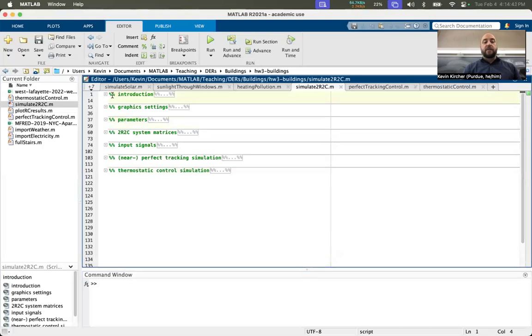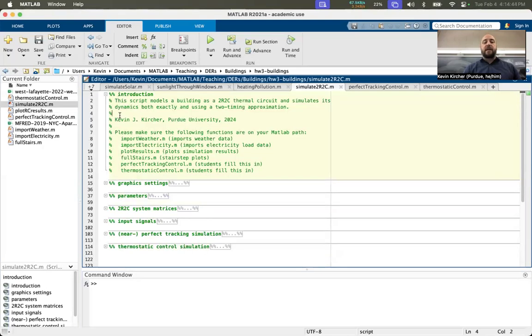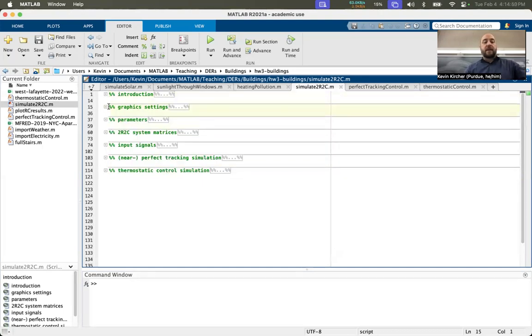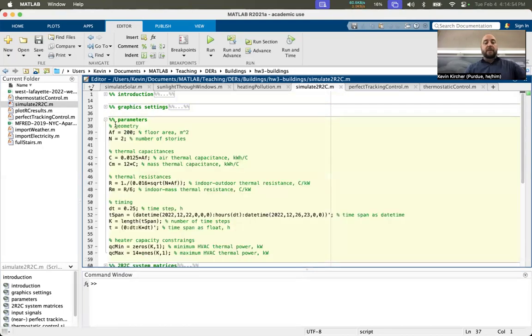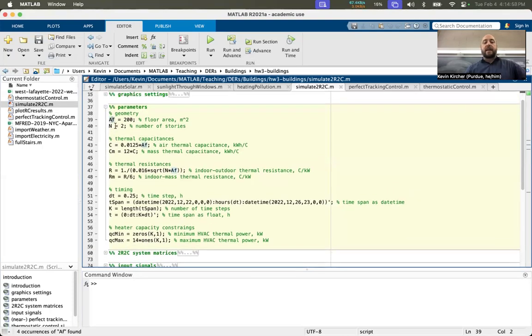So again, we're in cell mode. If you expand these cells, you will find all sorts of comments from me. This introduces the script and sets some graphics, similar to what we did in a previous one. This cell defines all the input data, and I don't think you have to put anything in here. I just want to draw your attention to the coding style.